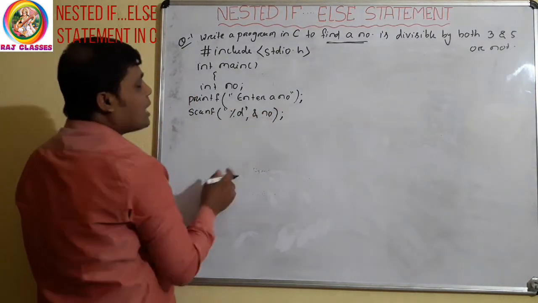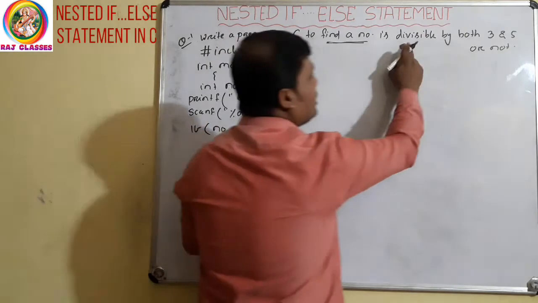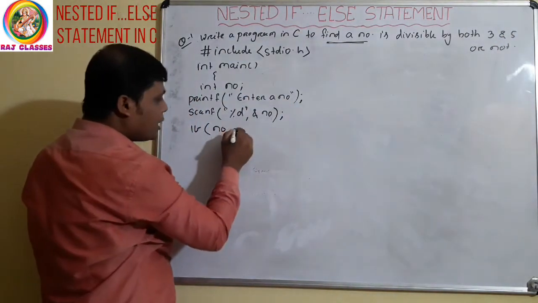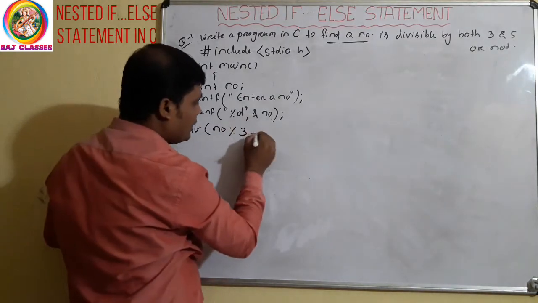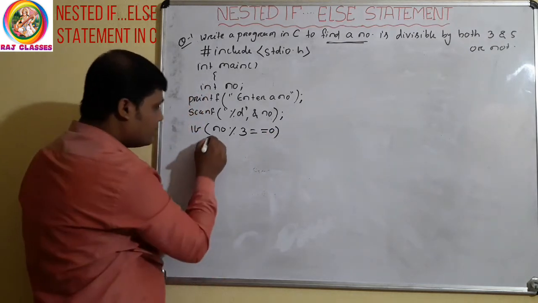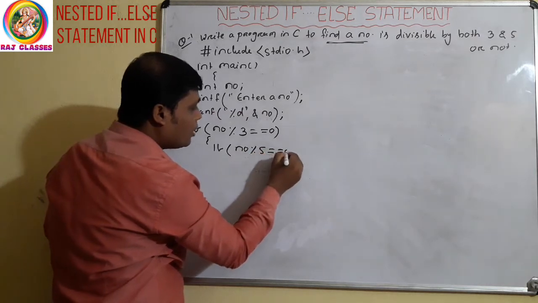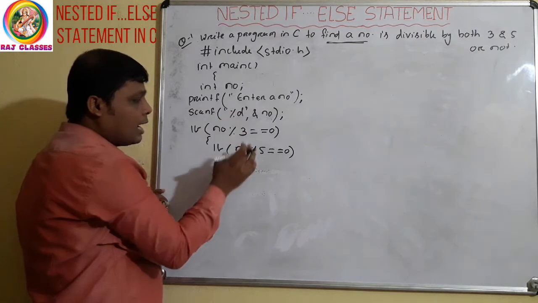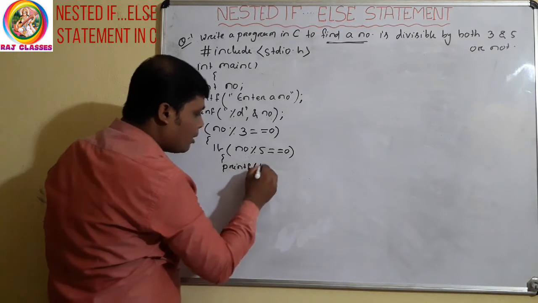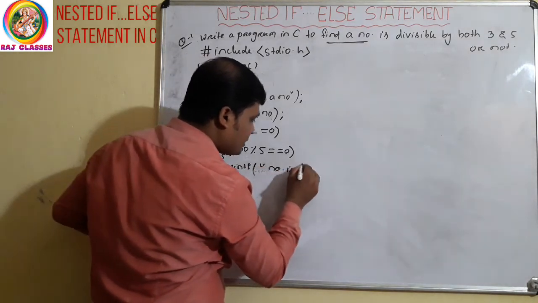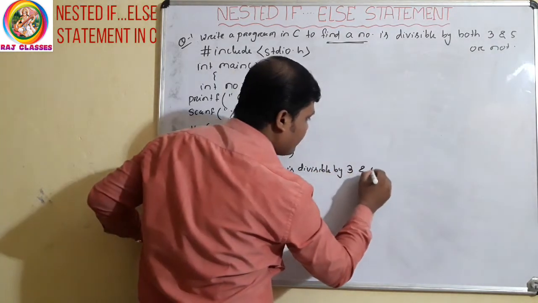Clear? After this, I will check if the number is divisible by both 3 and 5. For this, what will I check? First, whether the number is divisible by 3 or not: if number % 3 == 0. Then I will check here if number % 5 == 0. If condition 1 is satisfied and condition 2 is satisfied, then printf "Number is divisible by 3 and 5". Clear?